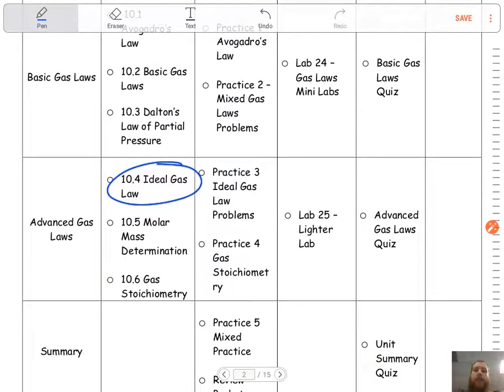Hey guys, this is video 10.4. We're going to be talking about the ideal gas law today. Before we even get started, make sure you have a calculator and have your reference tables out.